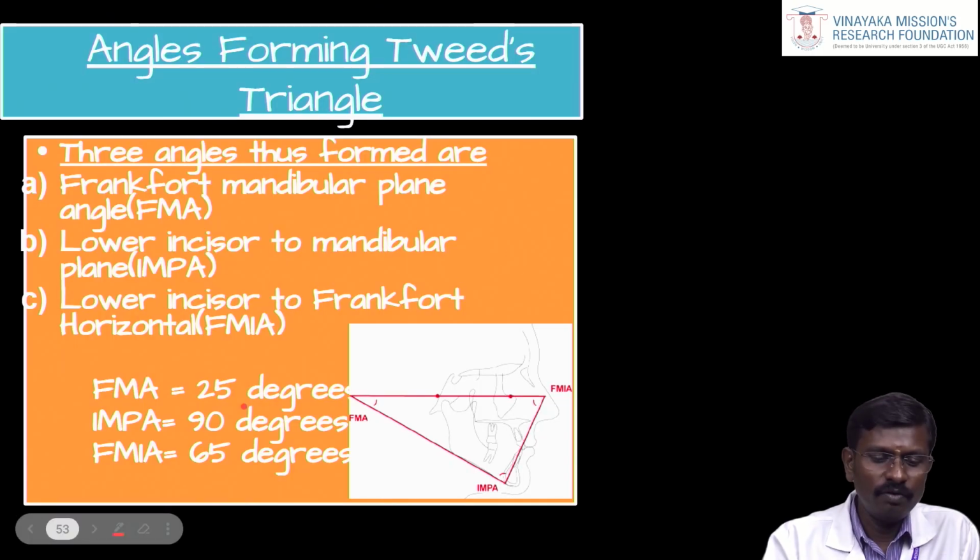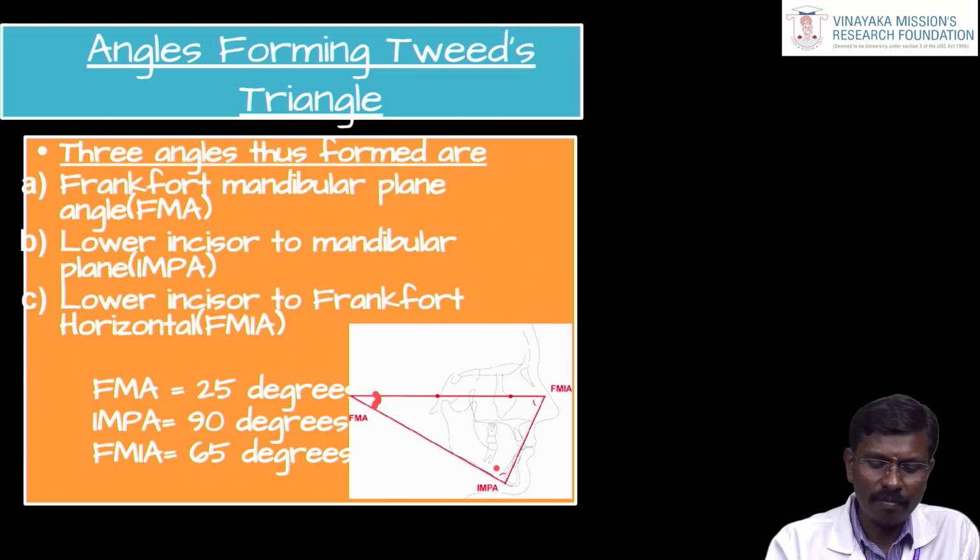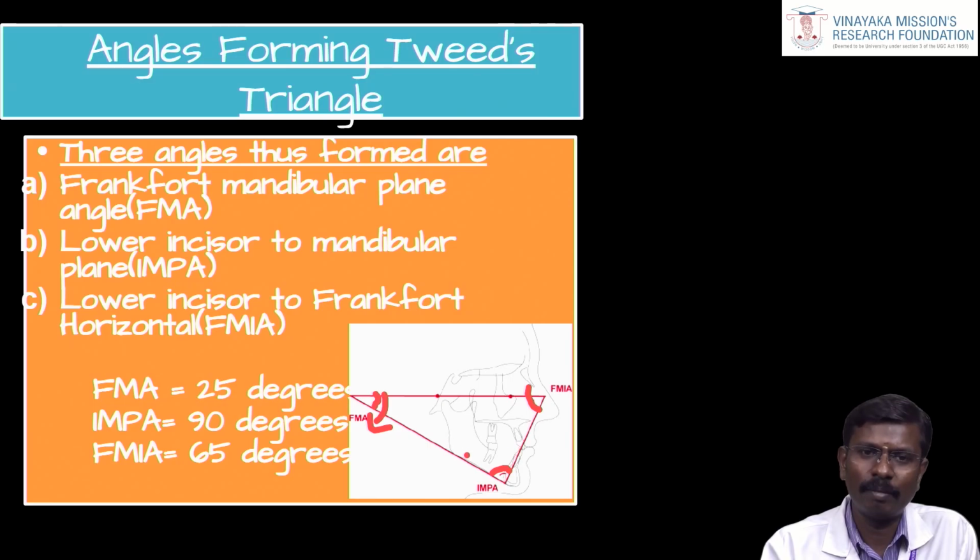So here the mean value of FMA should be 25 degrees, IMPA should be 90 degrees, and FMIA should be 65 degrees. If this increases, it shows the patient is a vertical grower. If it decreases, the patient is a horizontal grower. Here IMPA shows the position of the lower incisor to the mandible.